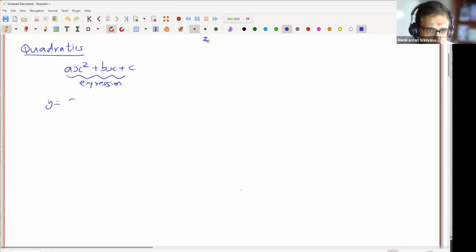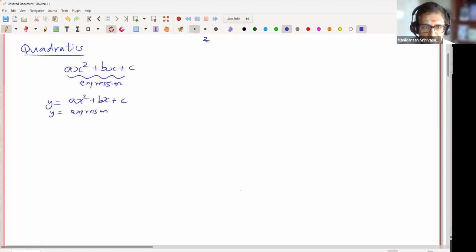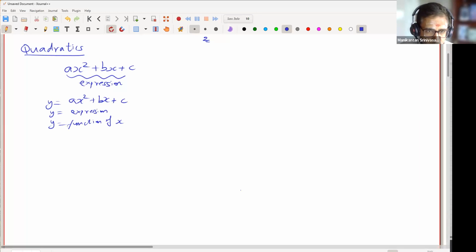When I set y equal to ax square plus bx plus c, you're essentially saying y is equal to some expression. Y is an expression in terms of x, and therefore, it's a function. So y is a function of x. No one is going to ask you theory and all, but just so that you're very clear.